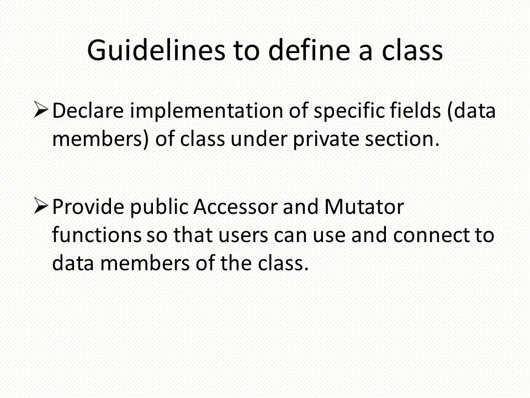Let us have some simple guidelines to define a class. Always declare the implementation of specific fields, that is the data members of a class, under the private section, so that it will ensure the data security. And always provide the accessors and mutators under the public section of the class so that the users can use and connect to the data members of the class effectively.